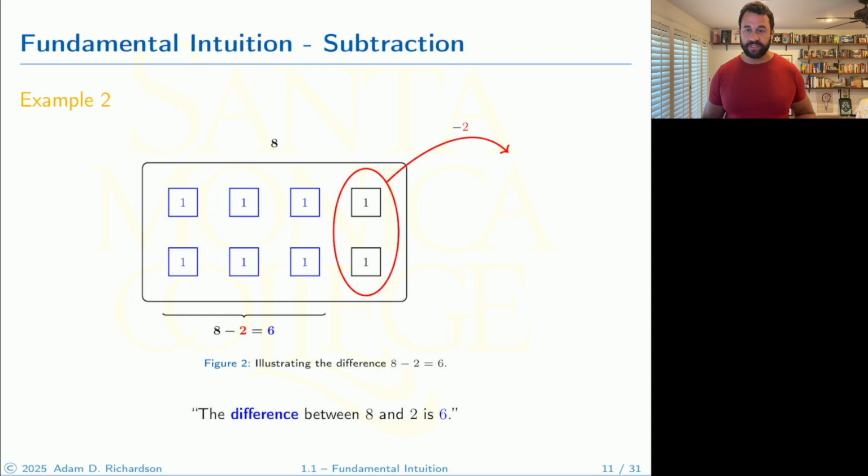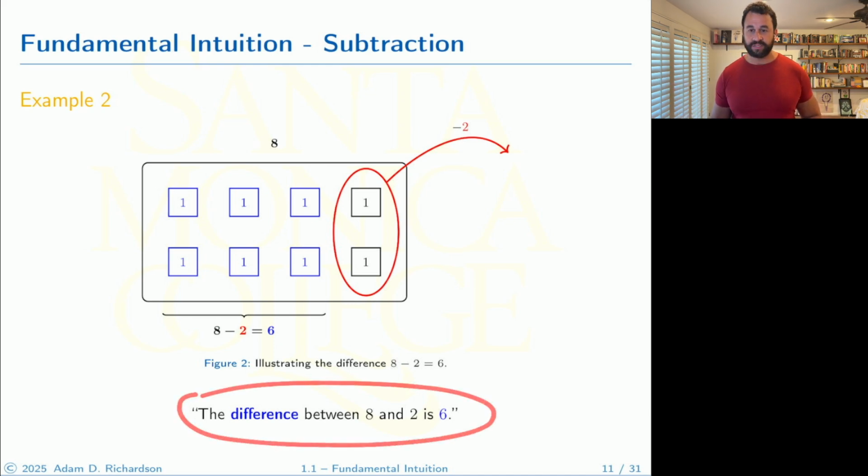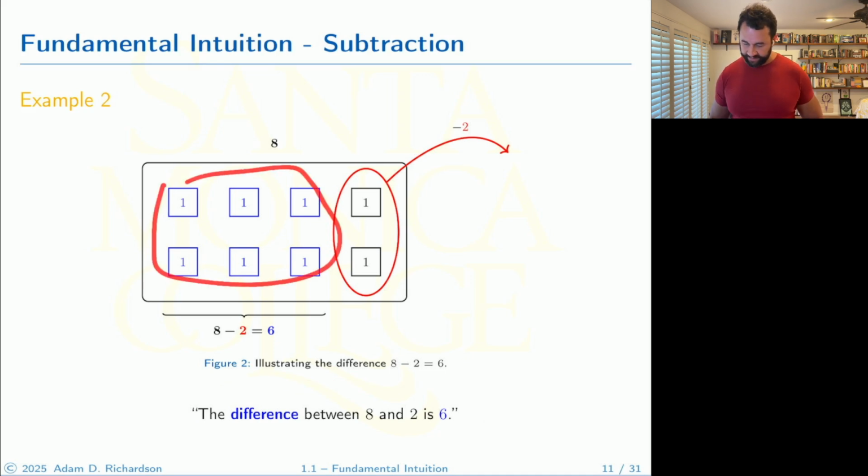Here's another picture of this. Again, I know this might seem very basic, but it's good to review it. Here, I'm starting with eight objects, starting with the number eight. Each one of these squares is a one, so altogether I've got eight ones. And here I'm taking away two of those ones. I'm subtracting two. When I start with eight and take away two, I'm left with six. That's what subtraction is, taking something away and what you're left with. So we say that the difference between 8 and 2 is 6, the stuff that's left over.